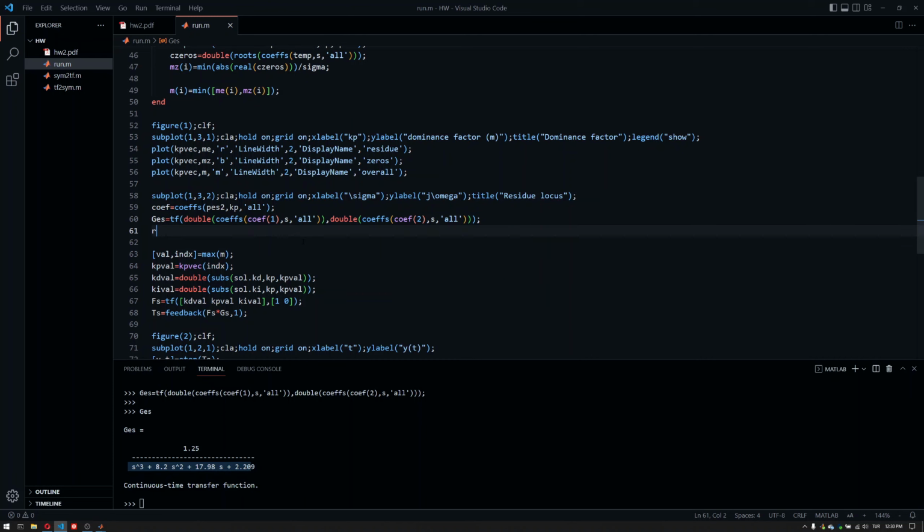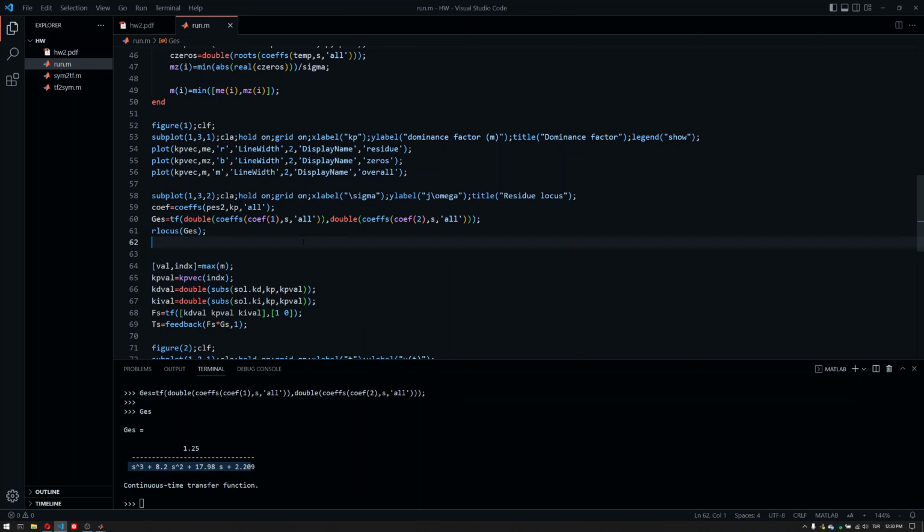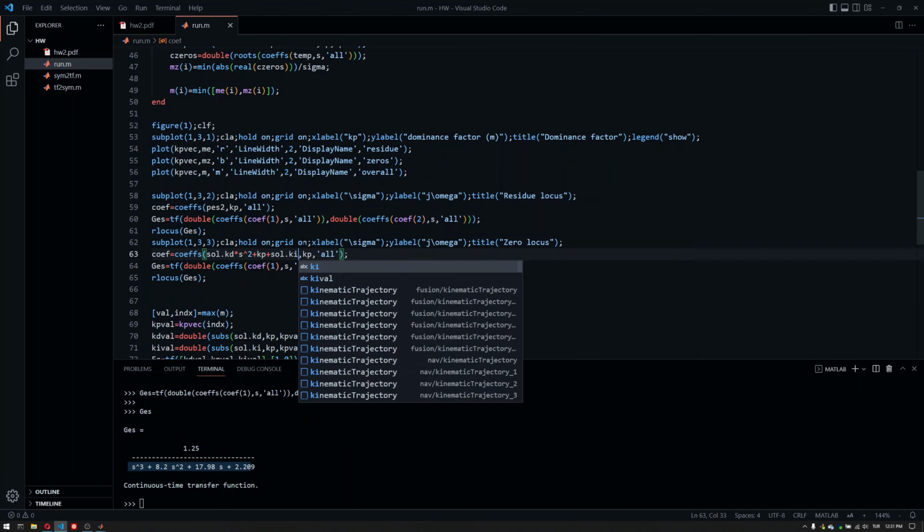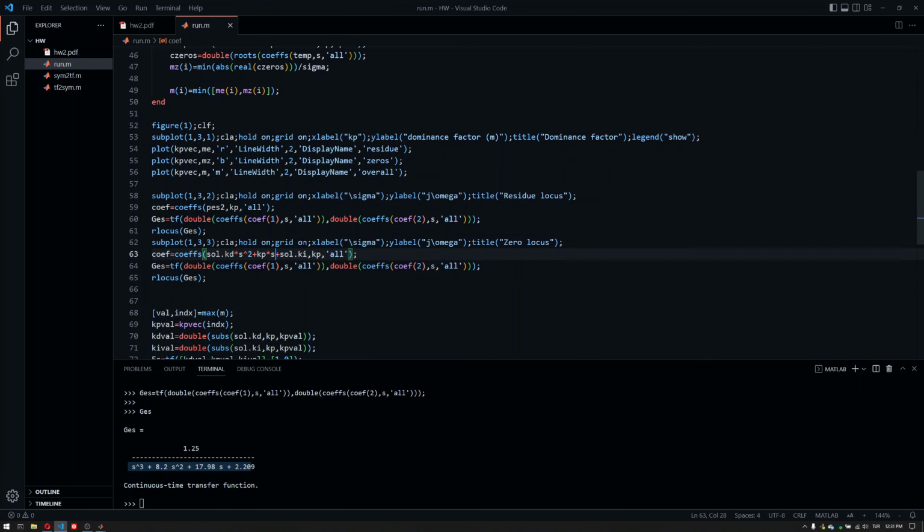Now, I'm going to plot the root locus of this, and I'm going to skip the negative part because that's not really interesting. And I'm going to repeat this for the zero. Instead of using this, I'm going to use sol.kd times s squared plus sol.kp on its own, sol.ki, kp times s actually. So, the same procedure, but I'm just going to change the naming convention.